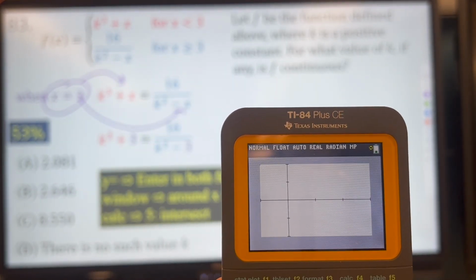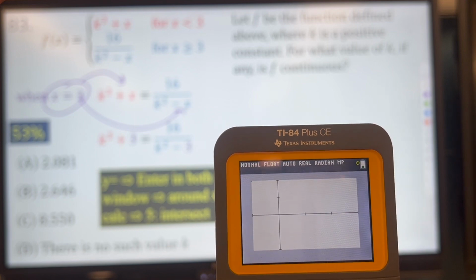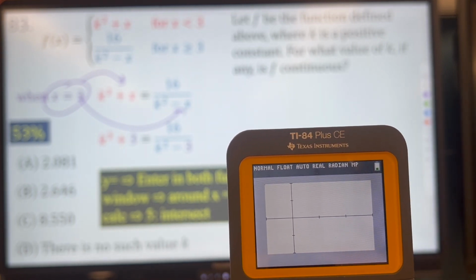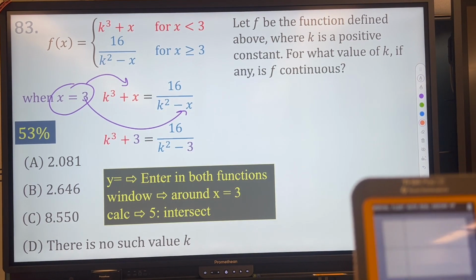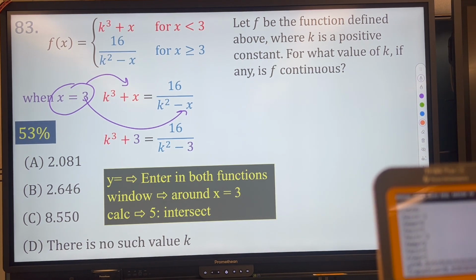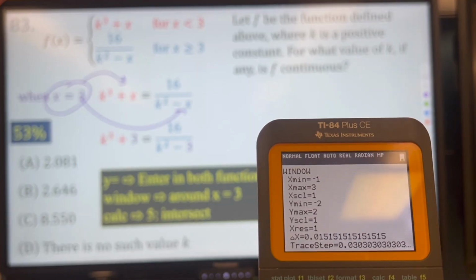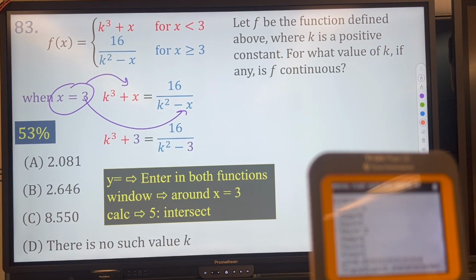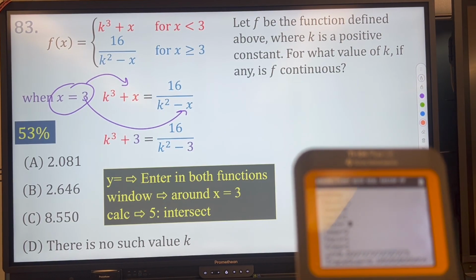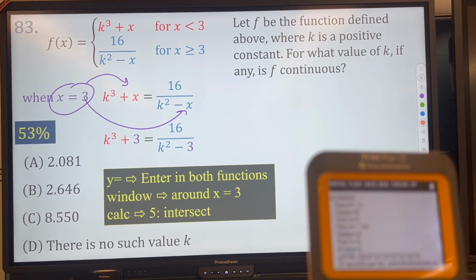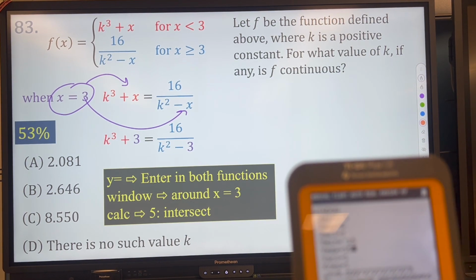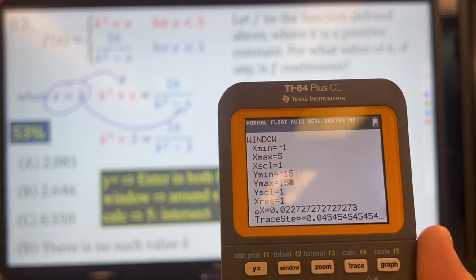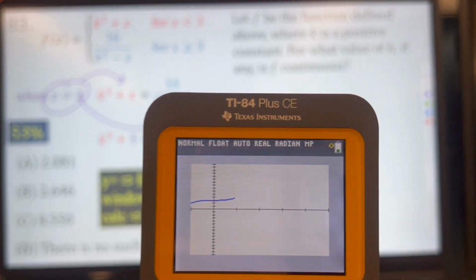I don't have anything on here, so I have to change my window. Since we're going to be around x equals 3, I go to window. X max, say -1-ish. I'll make that a 5, that way I'm there. Y min, I have no clue what this is going to be, so I can make this like -15, y max 15. That's just a guess. I hit enter and hit graph, and then I look at my graph.